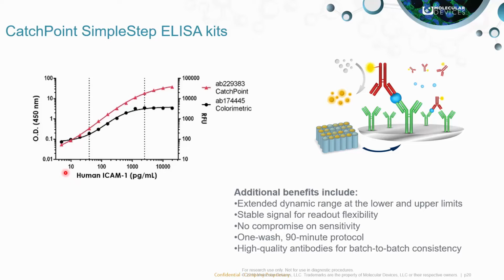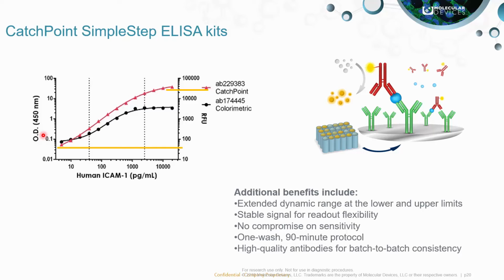On the y-axis are logged values. The left-hand side shows a log OD standard curve for a basic colorimetric ELISA kit. You can see that the lower part of the curve to the upper part is only approximately a 1.5-fold range in OD, in comparison to the right-hand side, which shows an approximate 3-log-fold range in RFU values for the CatchPoint ELISA kit, depicting a greater increase in dynamic range for the assay.